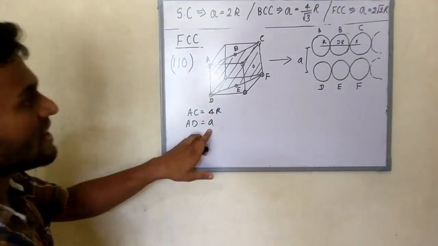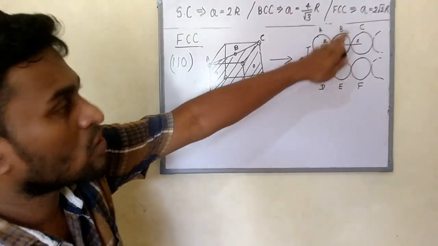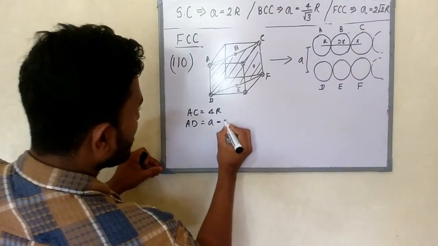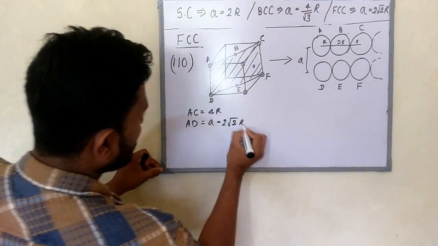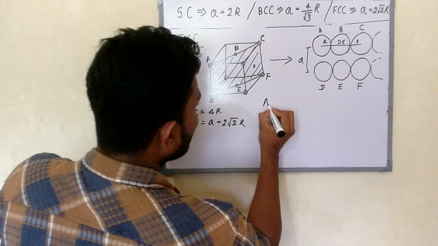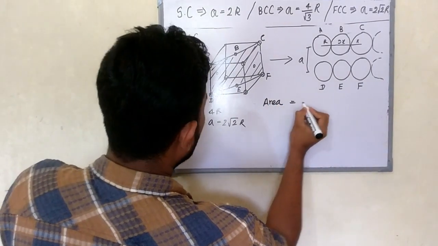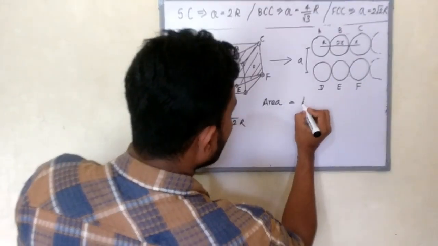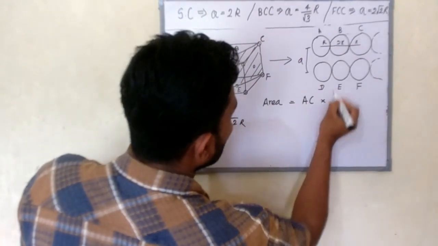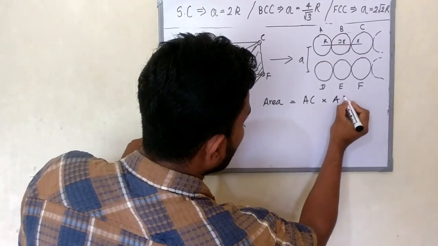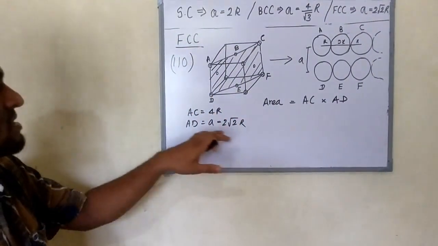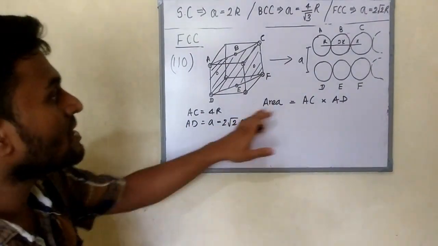So the value of A is already proved, 2 root 2R. So the area will be AC into AD. So from this you can directly find out the area.